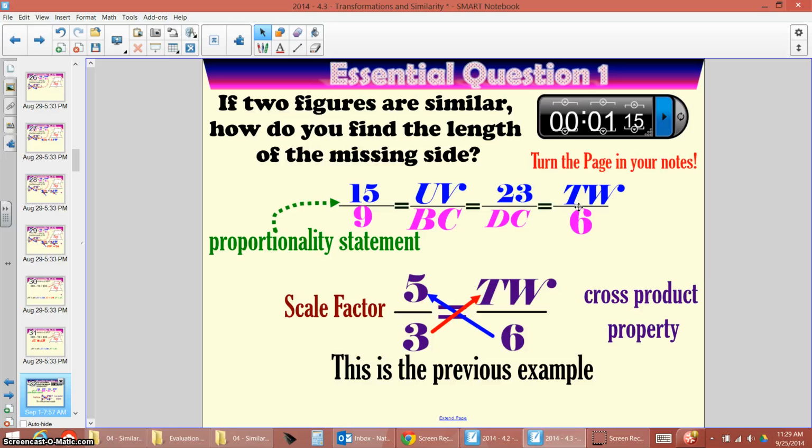Now, essential question. If two figures are similar, how do you find the length of the missing side? Write that in your own words. You can look at this page to kind of help you out. Scale factor, cross product with the ratio.